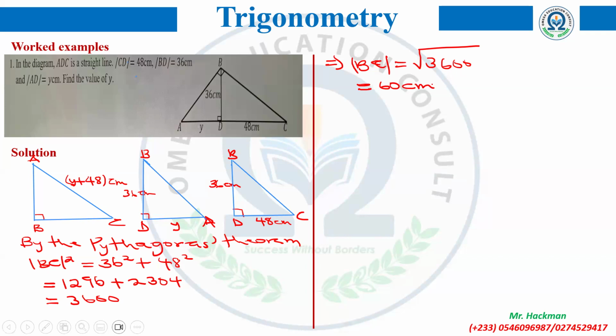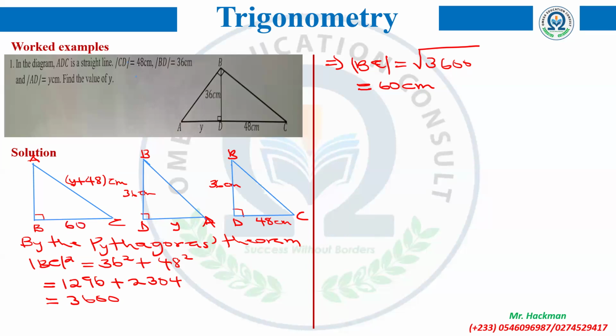You can see that I didn't write the unit for BC because I was not asked directly to find BC. BC is only a means to an end, so I cannot conclude with it. All correct? Then once I know BC, I know this to be 36. Sorry, 60, forgive me. This to be 60.